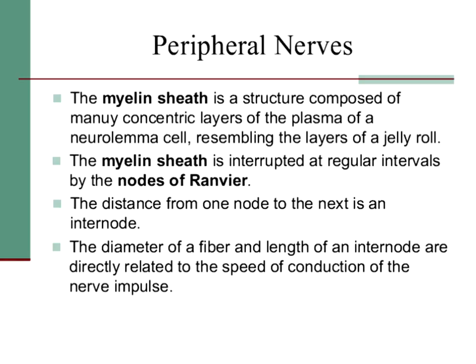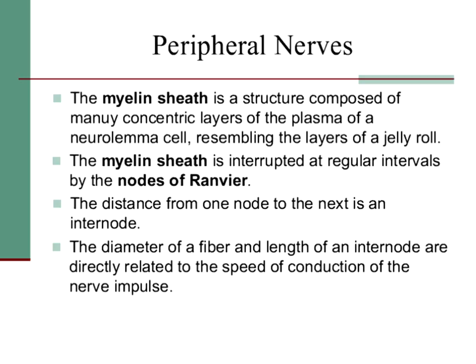Dendrites go everywhere, receiving stimulation from many different neurons. The distance from one node to the next is an internode, and the nodes are the nodes of Ranvier. If you look at page 153, they point out the nodes of Ranvier. The diameter of a fiber and the length of an internode are directly related to the speed of conduction of the nerve pulses. So the speed of conduction is faster for some neurons than for others. It depends on the type of neuron it is.